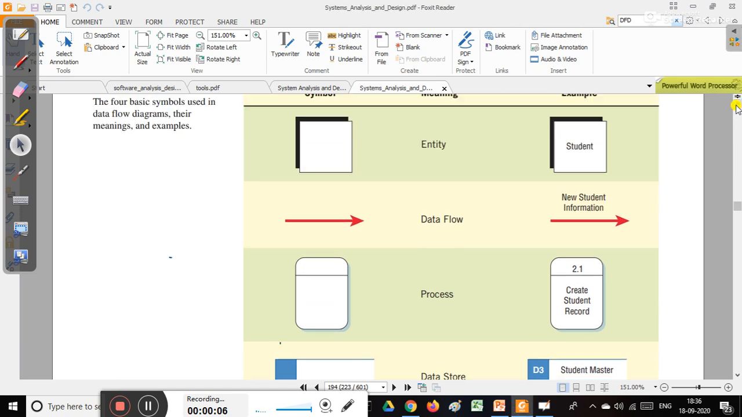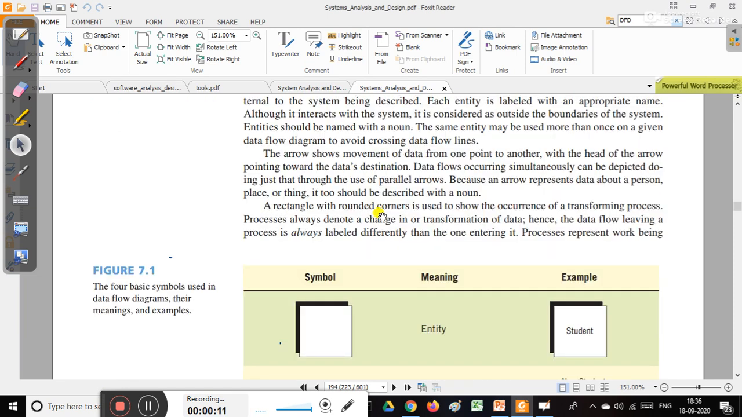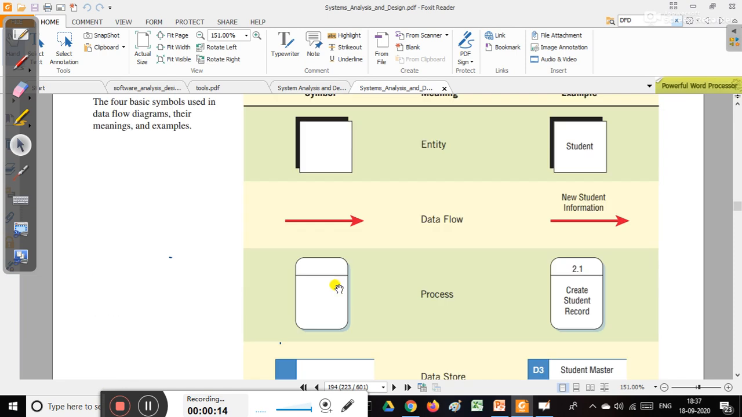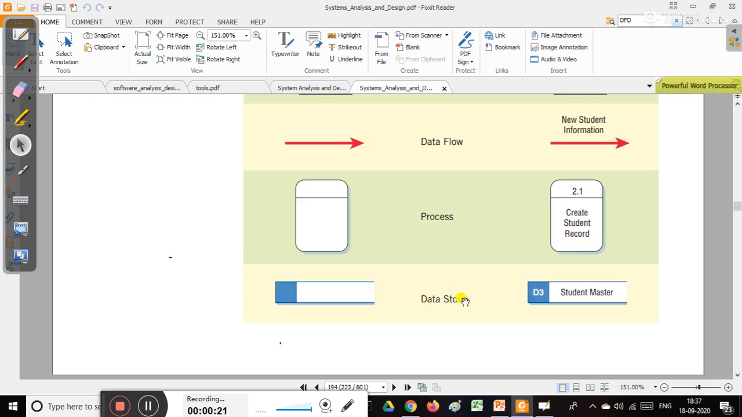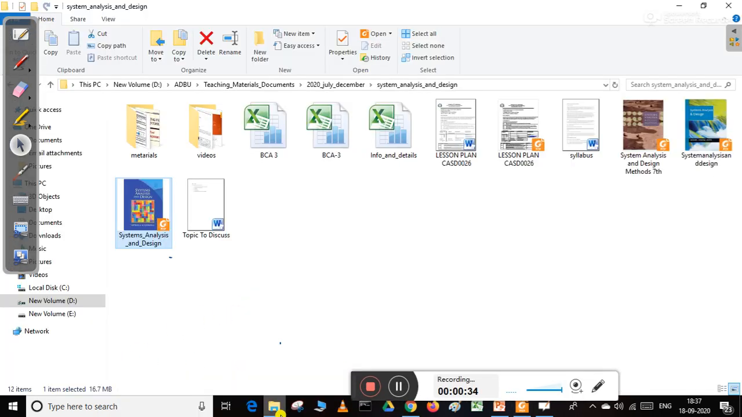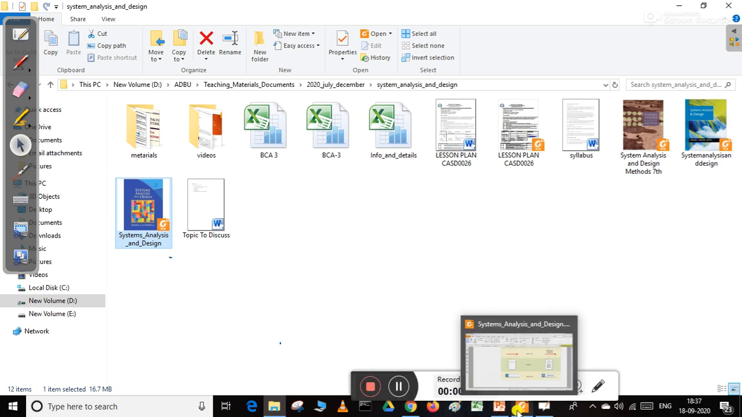So in this book you can see they also mention this type of symbols. You can see the symbols here to draw the data flow diagram: entity, like the student, data flow, process, and how we can store the data. As per literature it might change, but you can follow the book. This book you can find in the Google Classroom.